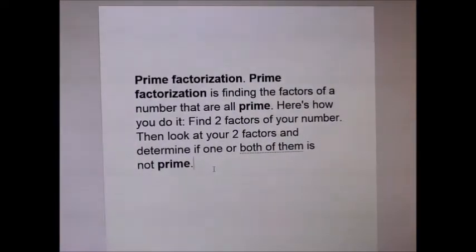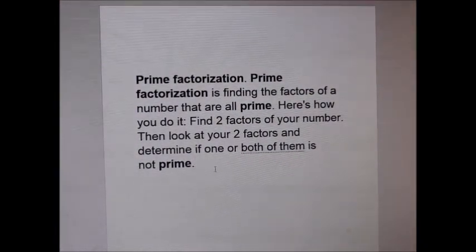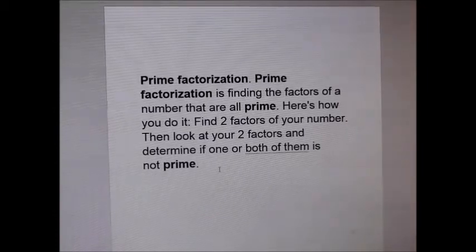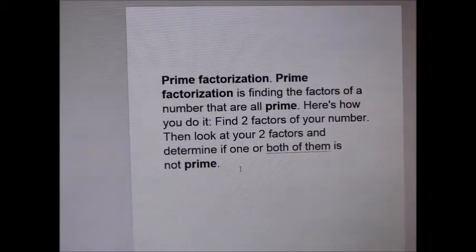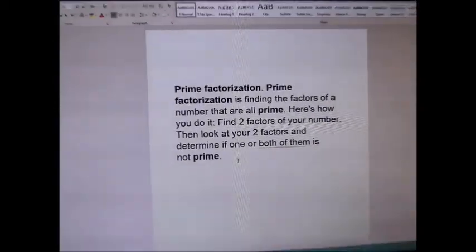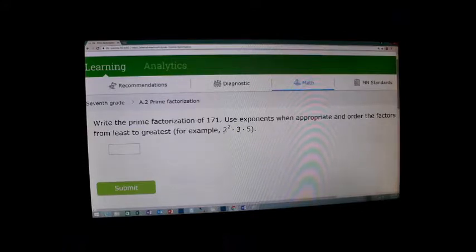Find two factors of your number, then look at your two factors and determine if one or both of them is not prime. This is the first problem. Write the prime factorization of 171. Use exponents when appropriate and order the factors from least to greatest. For example, 2 squared times 3 times 5.